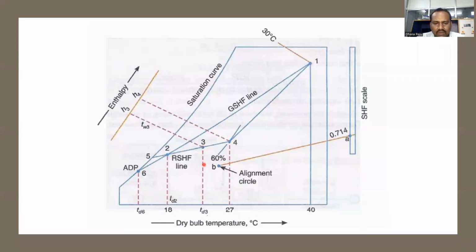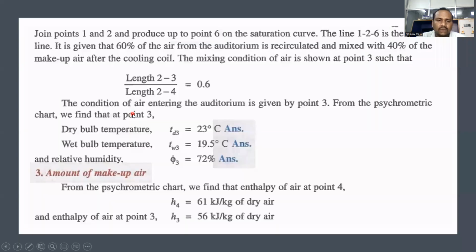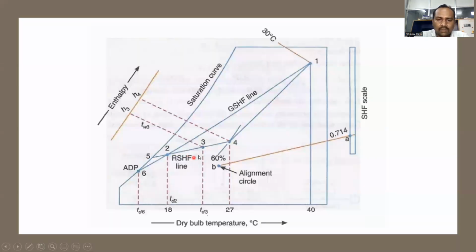At that point, if you draw a vertical line, it gives DBT. If you draw an inclined line, it gives the enthalpy value. So after locating point 3, dry bulb temperature is 23 degrees centigrade, wet bulb temperature 19.5 degrees centigrade, relative humidity 72%. In this way, we can calculate the mixing point. Is it clear? Since the mixing is given as 60% recirculated air with 40% makeup air, point 3 is located as length of 2, 3 by length of 2, 4.